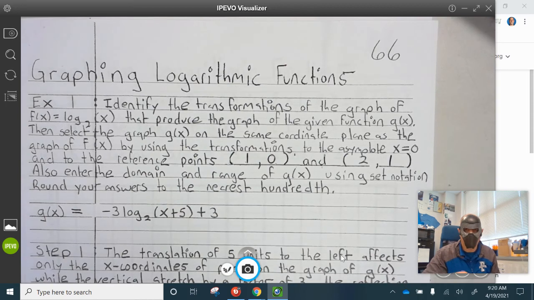Okay, Walker. Today we're at journal page 66, graphing logarithmic functions. Example 1. Identify the transformations of the graph of f(x) = log base 2 of x that produce the graph of the given function g(x).